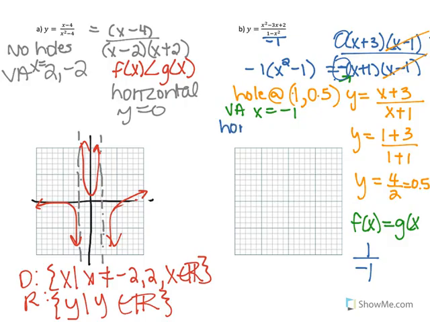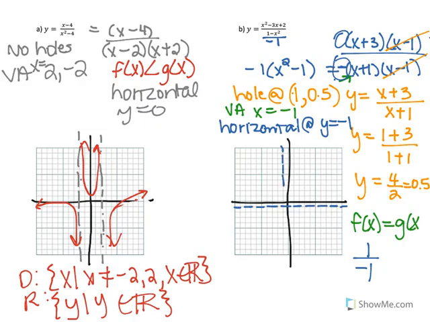So we have a horizontal asymptote at y equals -1. All right, so -1 is our horizontal. We have x equals -1 for our vertical. And we know we have a hole at 1 and -0.5, because I forgot this negative. There we go. So it should be right here. I can't really draw it.